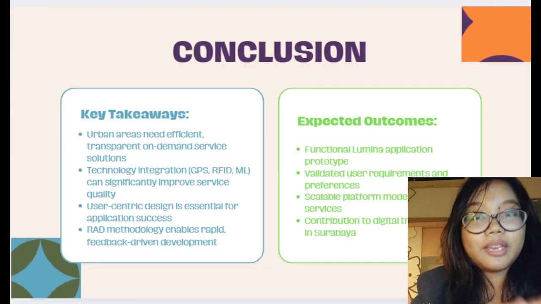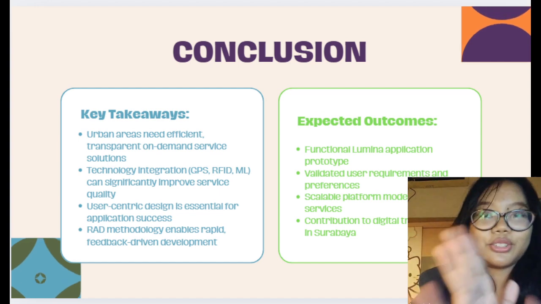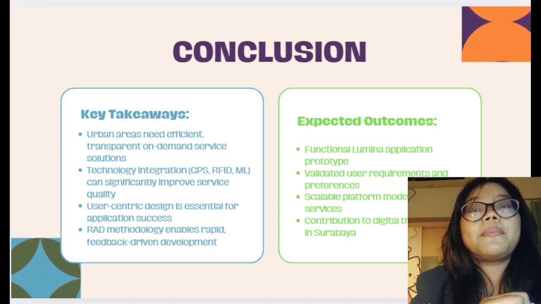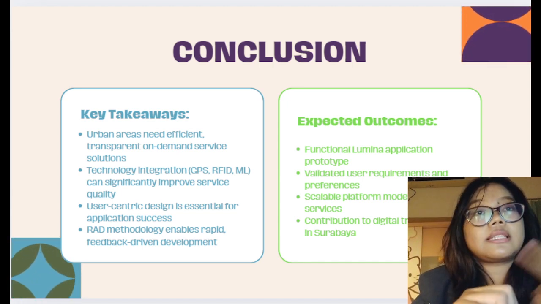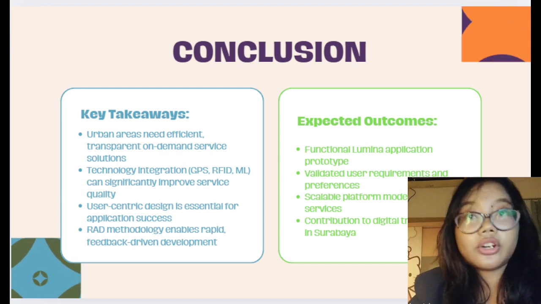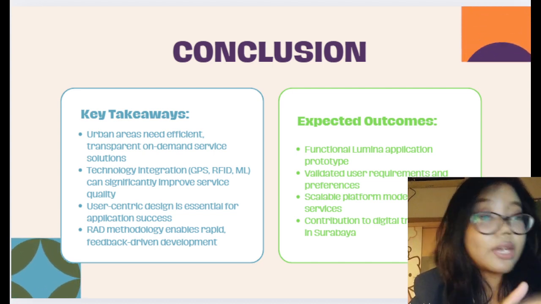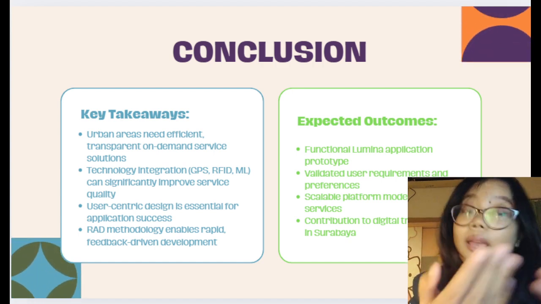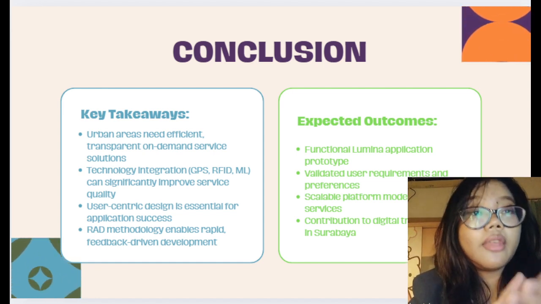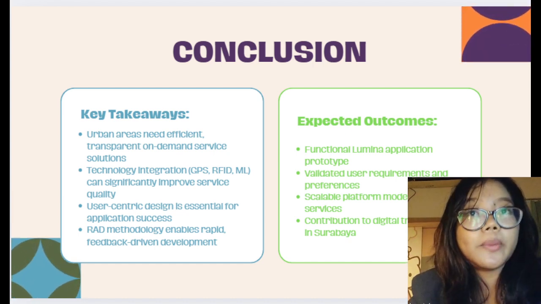Okay, finally, we arrive at the end of this presentation, which is the conclusion. To wrap up, urban communities need better service solutions, with the help of mobile tech such as GPS, RFID, and machine learning. We can create apps that are fast, user-friendly, and transparent. Using a user-centered and feedback-driven approach, Lumina, the application that I developed, will be more than just another app. It'll be a tool that really meets urban needs.